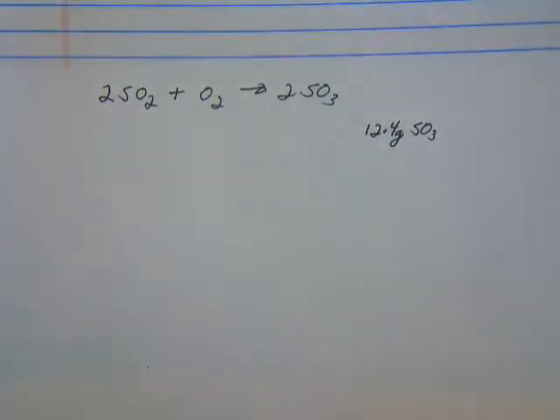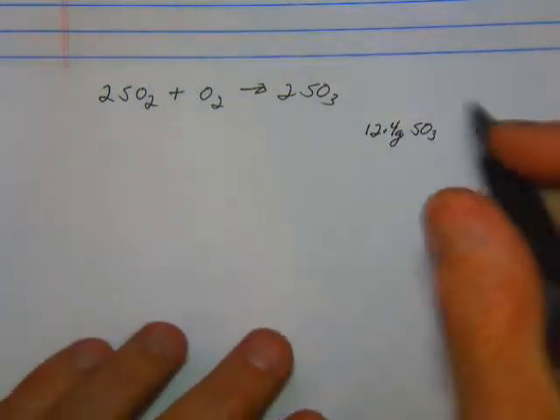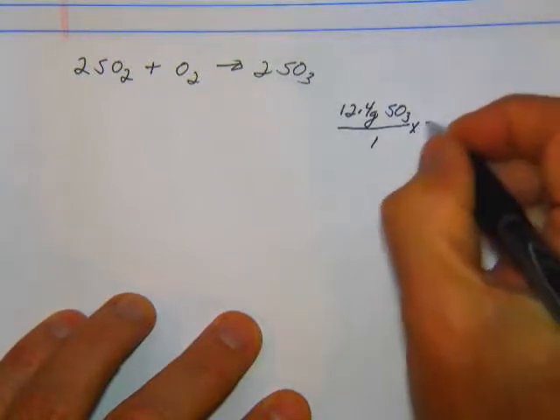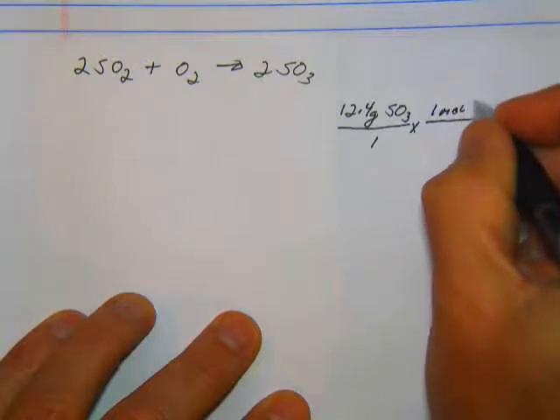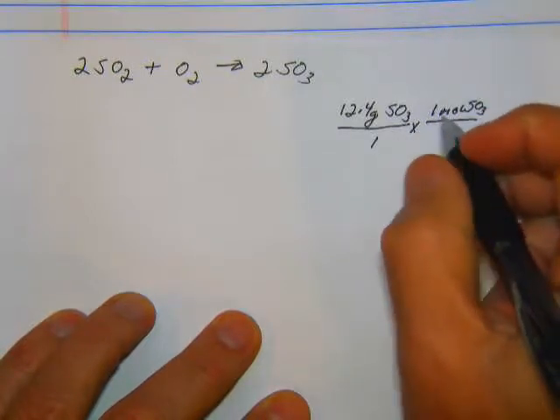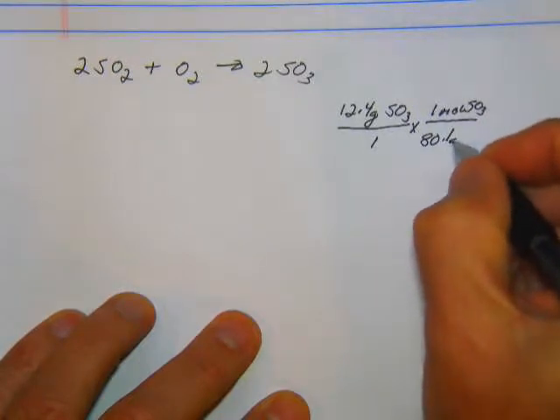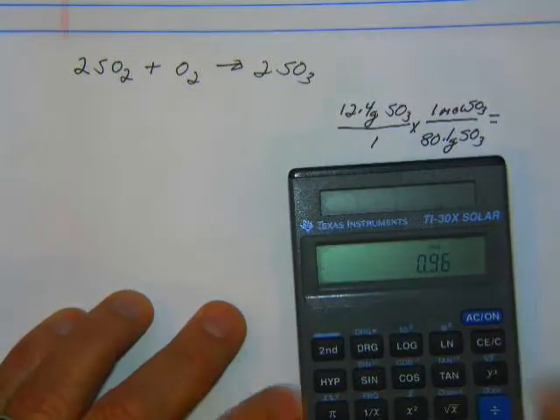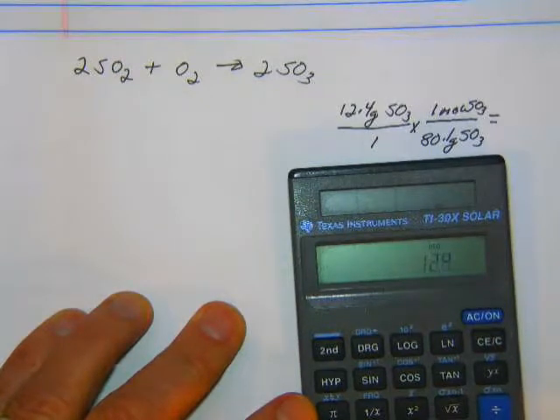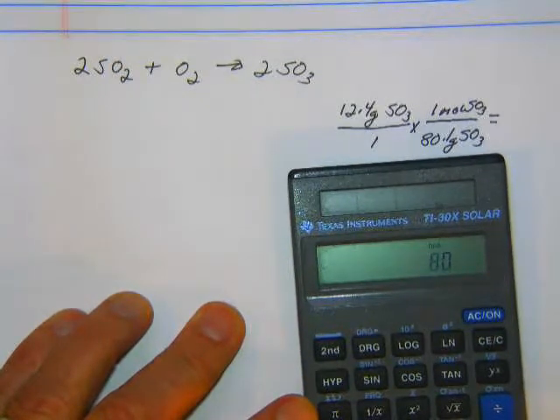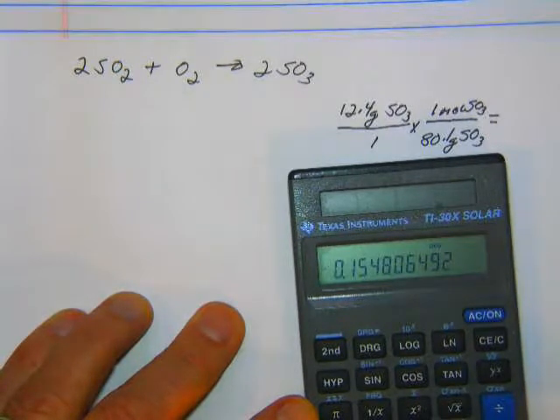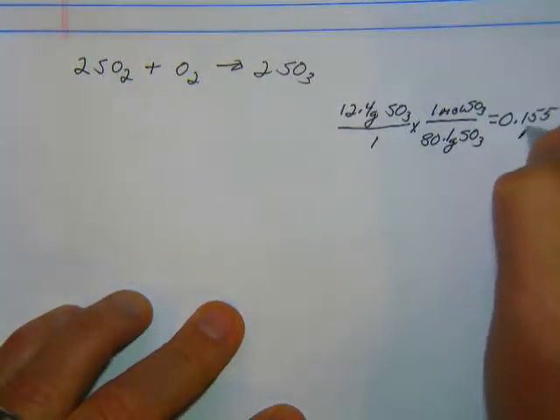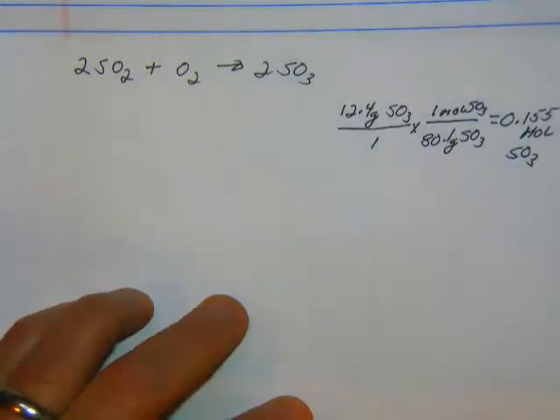Alright, let's go ahead and work on this. We can't use grams, so right away we have to convert grams to moles. We know 1 mole of SO3 is 80.1 grams of SO3. So 12.4 divided by 80.1 is 0.155. So we have 0.155 moles of SO3.